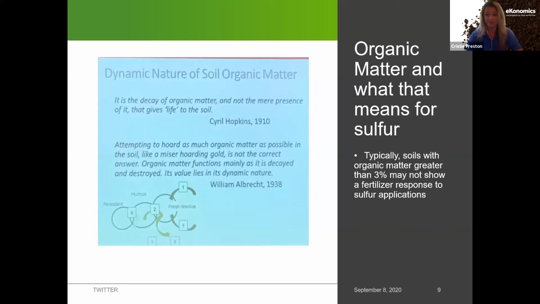And what does that mean for sulfur? It means that if I do have high organic matter of, say, above 3%, then more than likely my crop is getting some sulfur as that organic matter is breaking down. So again, it's the breakdown that gives the life to soils, because the nutrients that are available in the organic form are not plant available, and they have to be transformed to usable forms.